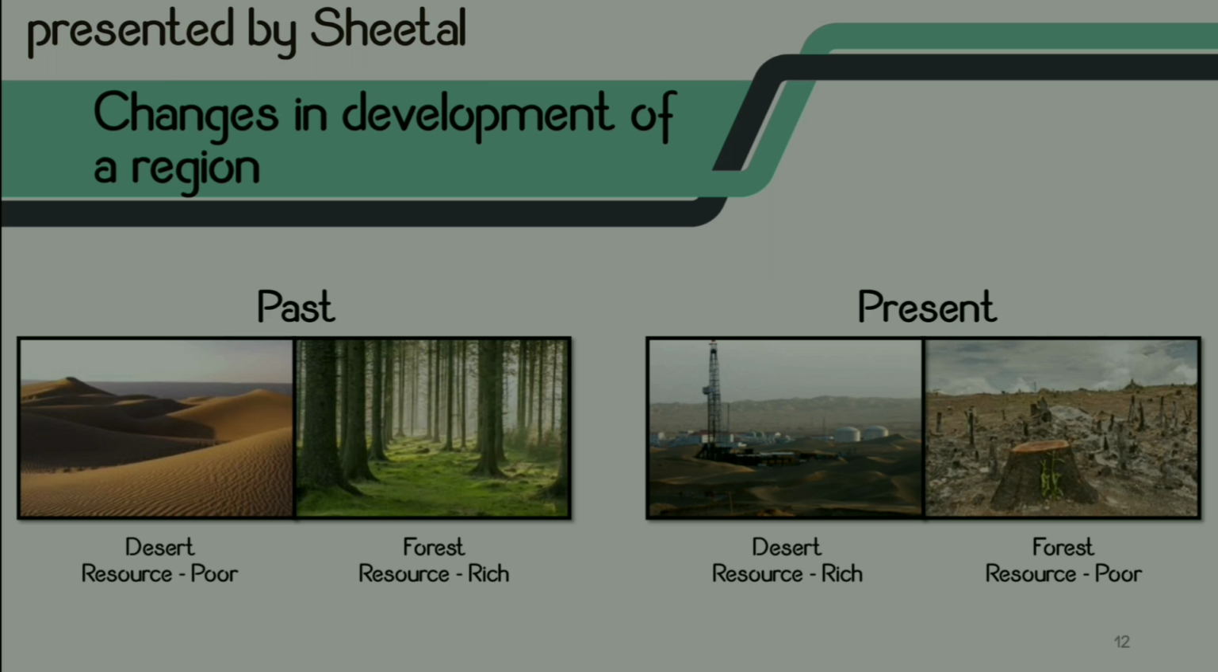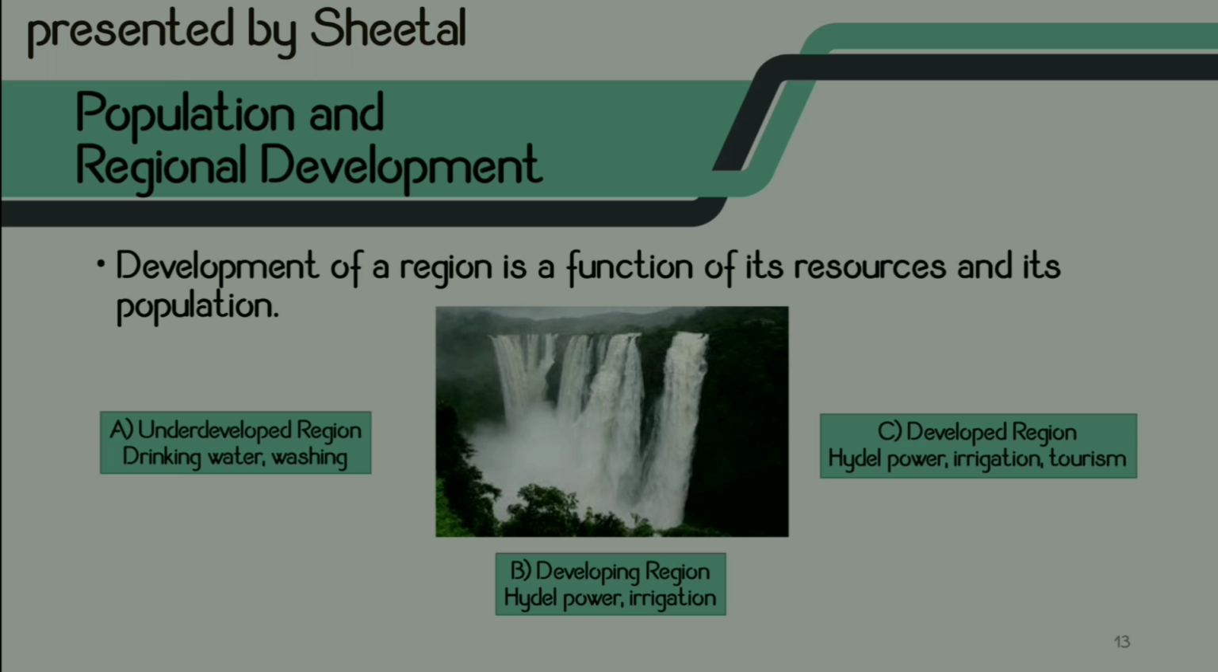Why? Because nowadays the forest is degrading. Human activities are doing things which are against the forest. They remove the forest area and try to develop something else over there. Because of that, in the current scenario, the forest resource is completely poor, and where the desert place was, it has been developed into something new. Because of that, it has become a rich place.